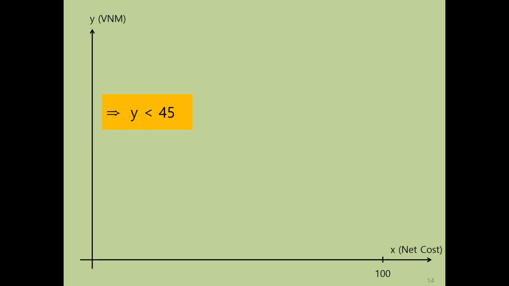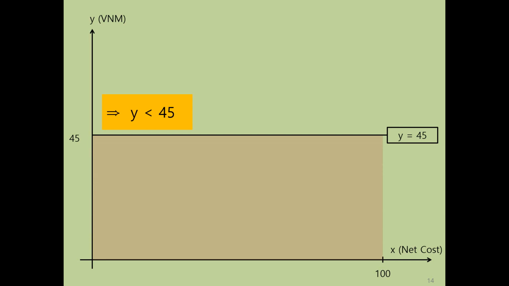Y should be less than 45. So I will draw a line Y equals 45, which is parallel to the X-axis. Y should be less than 45, so the area under the line is the area that satisfies the build-up method. Okay, next, let's see the net cost method.